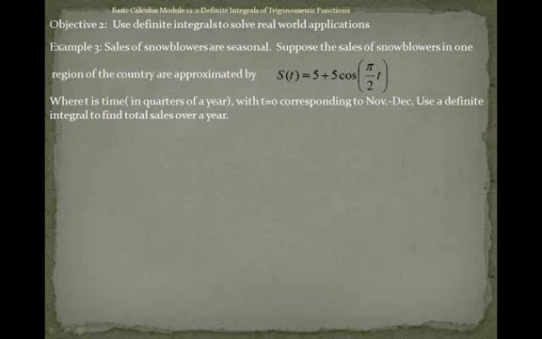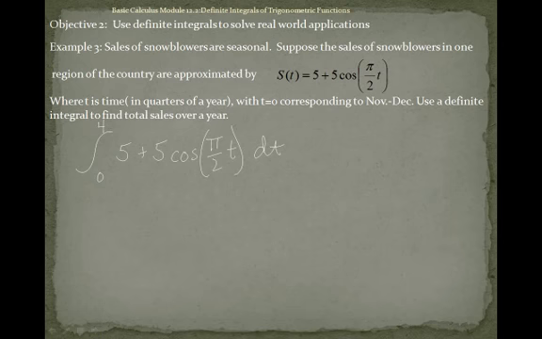We're going to integrate over 4 quarters, so it's from 0 to 4 quarters of this function. Now this function tells us the sales over the immediate period. So to find it over a period of time, we're going to integrate. Basically what we've got here is 2 integrals. We have the integral from 0 to 4 of 5 dt plus the integral from 0 to 4 of the second part, which would be 5 cosine pi over 2 t.